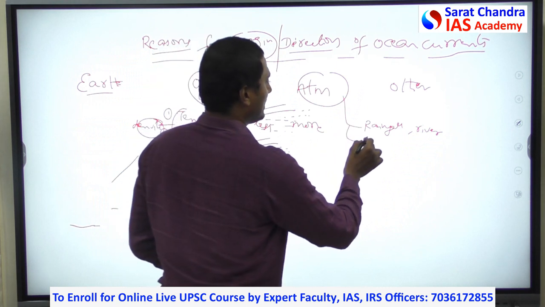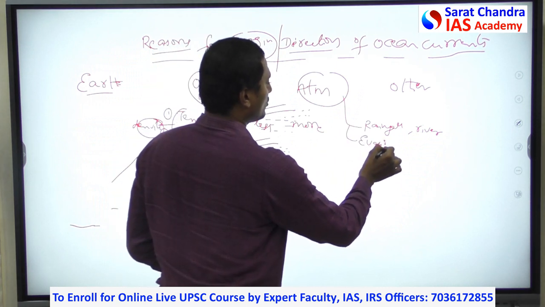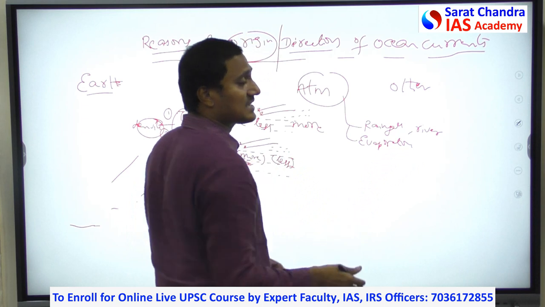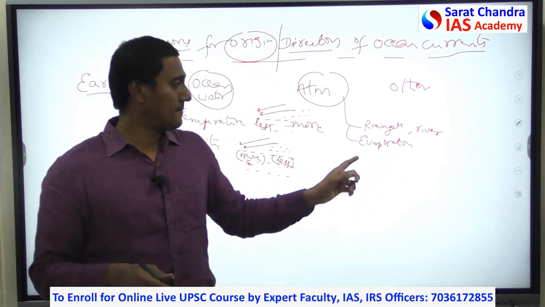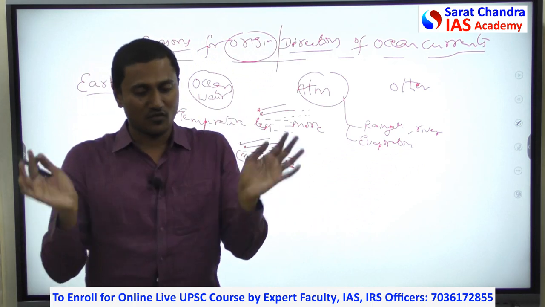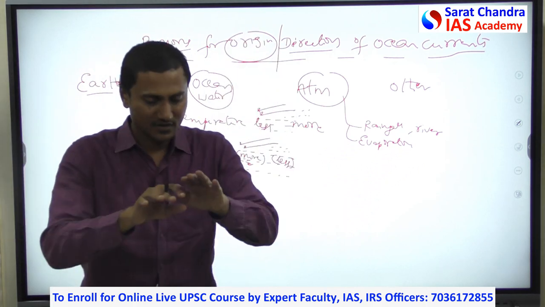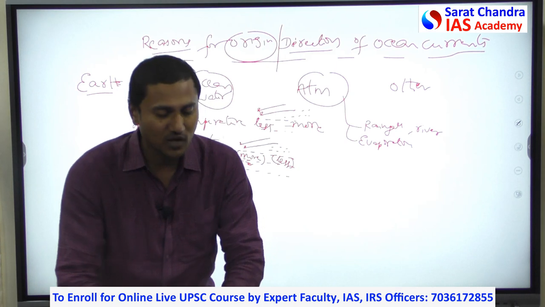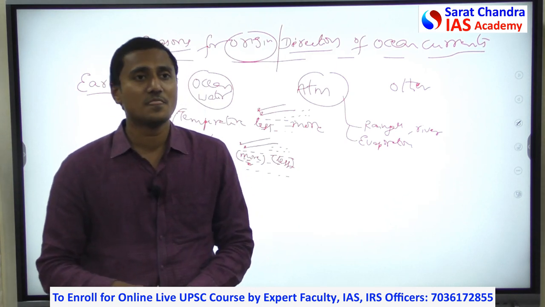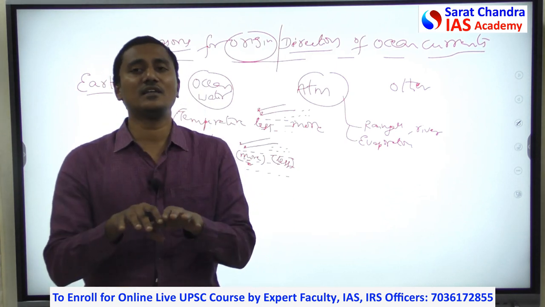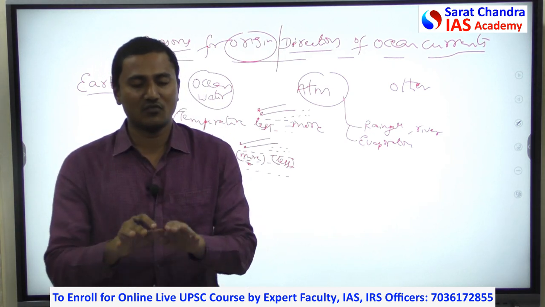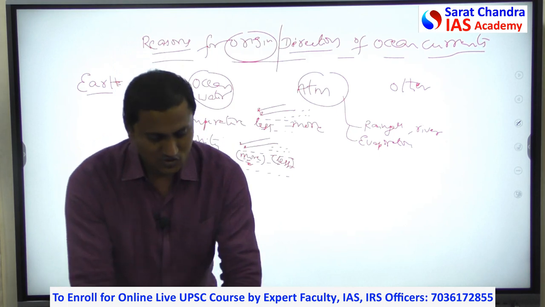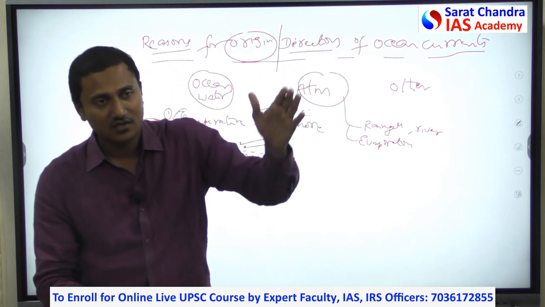Similarly, friends, evaporation. When insolation is more, on a sunny, hot day, in summer season, because of more evaporation of water, the water level will reduce. Also, because of evaporation, salinity will increase. So, water will sink. Because of evaporation, water level will decrease, so ocean currents come towards it.